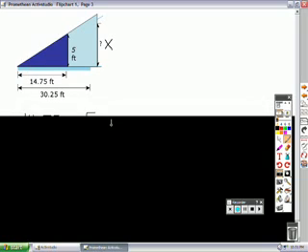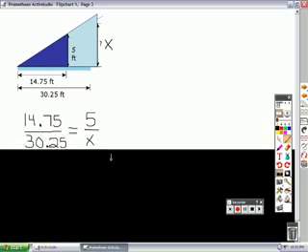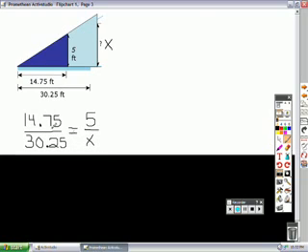I set up my proportion by matching the corresponding sides. 14 7/75 correspond with 30 and 2500. Both of these measurements are the bases. I set it equal to both of the heights. 5 corresponds to X. The measurements that are in the numerator both come from the same triangle, the darker blue triangle.